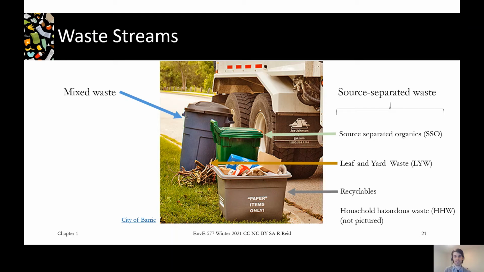One that's not pictured here is HHW, or household hazardous waste. Usually there's a collection like once a month or a few times a year. That's for things like e-waste and batteries that shouldn't be going into some of those other waste streams.